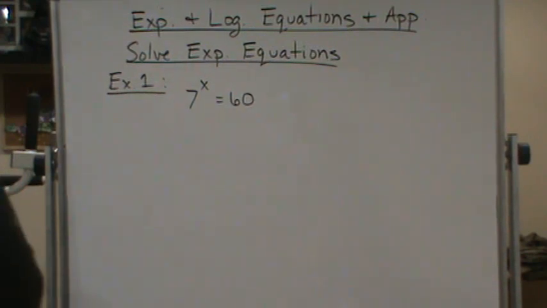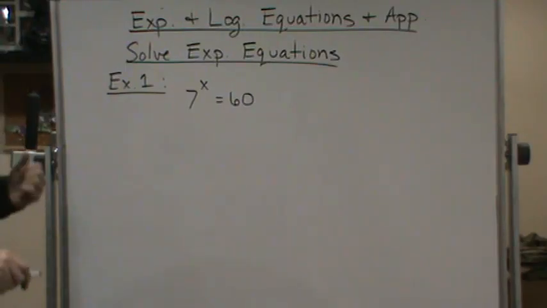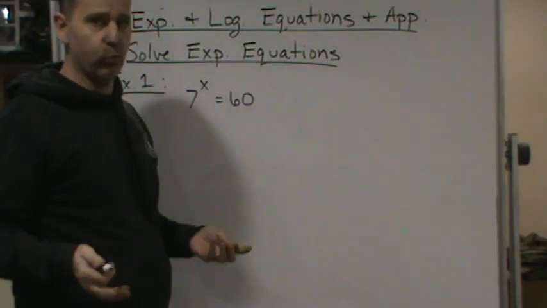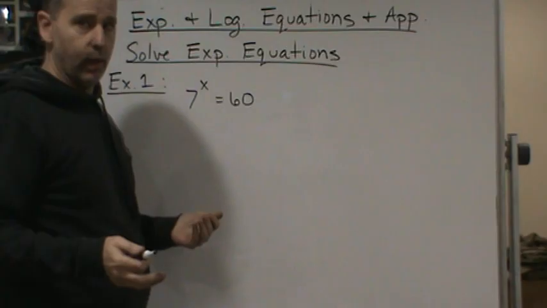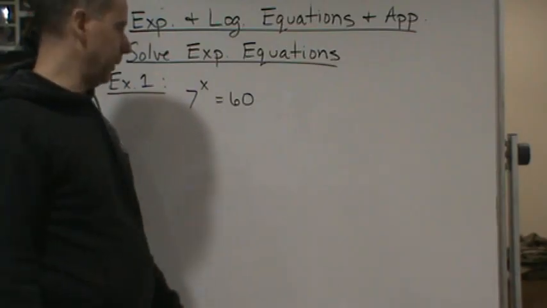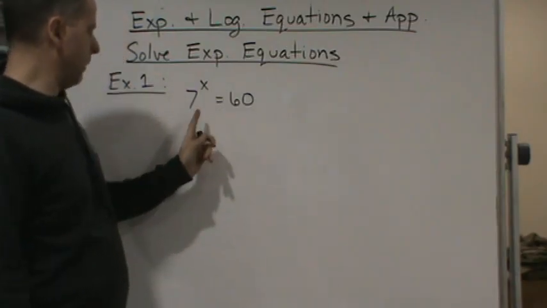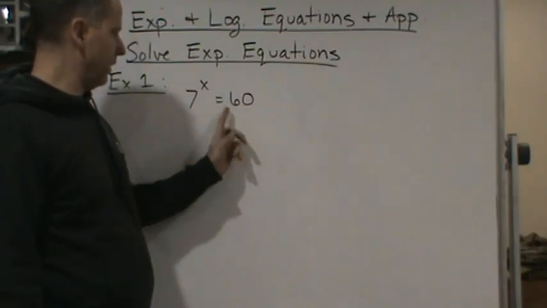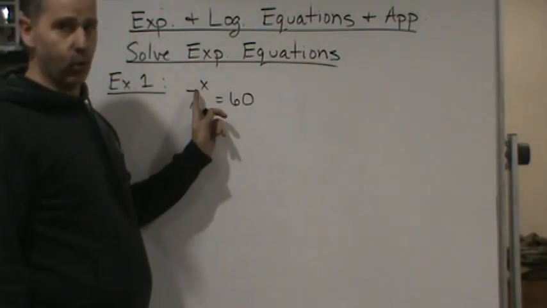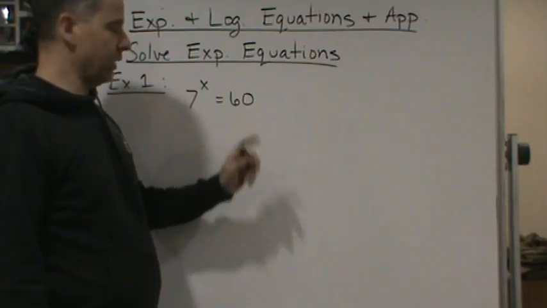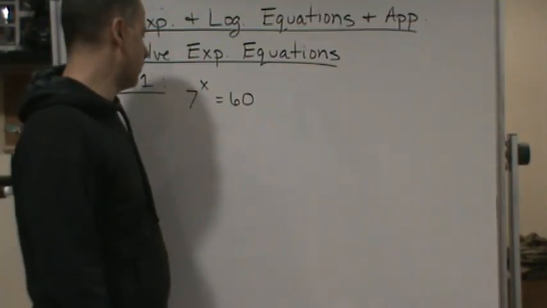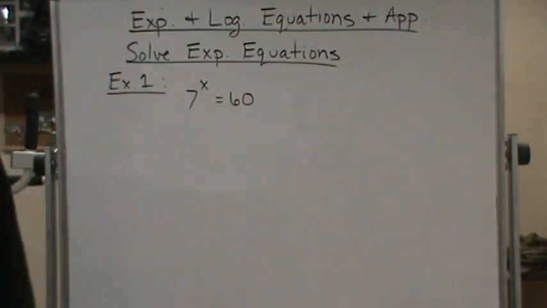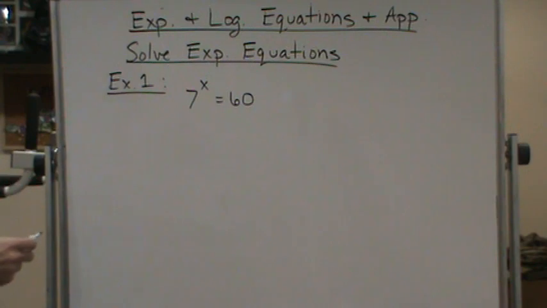All right, welcome. Now we're going to do an example of solving an exponential equation where we can't use the equality property. Like in this example here, there's no easy integer power of 7 that's going to give me this, right? So how do we solve this in this case? Well, we're going to use those steps from the previous video for solving exponential equations using logs.